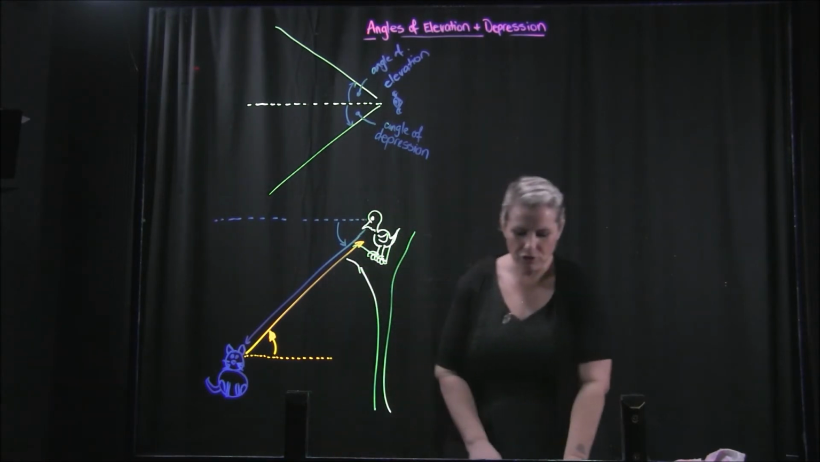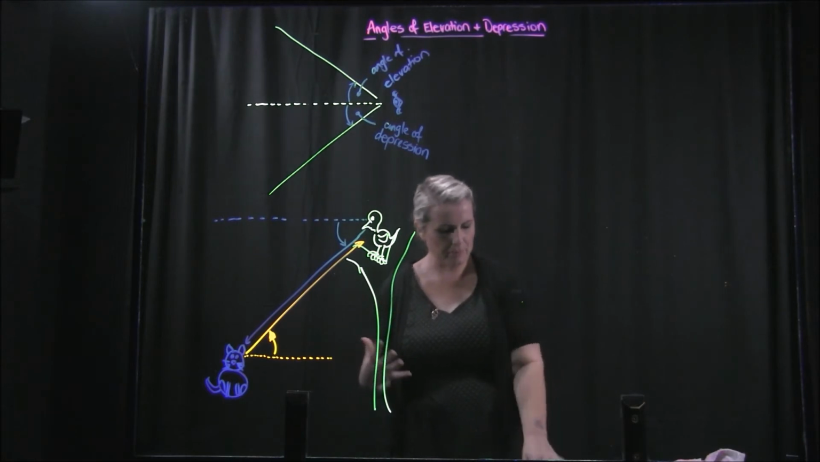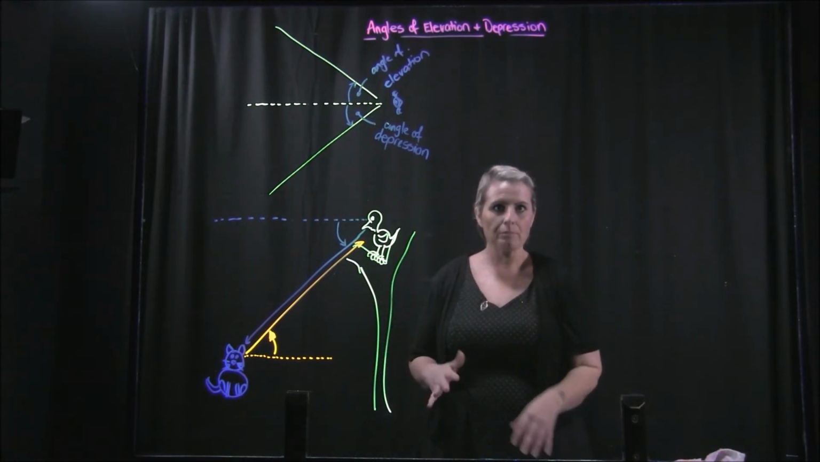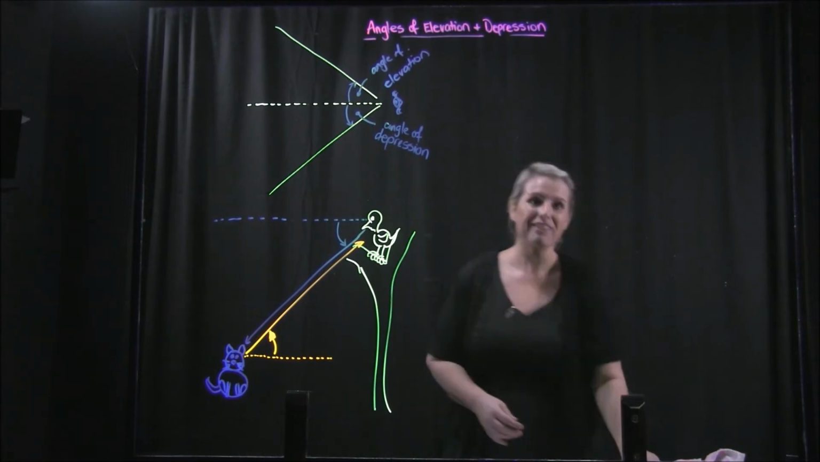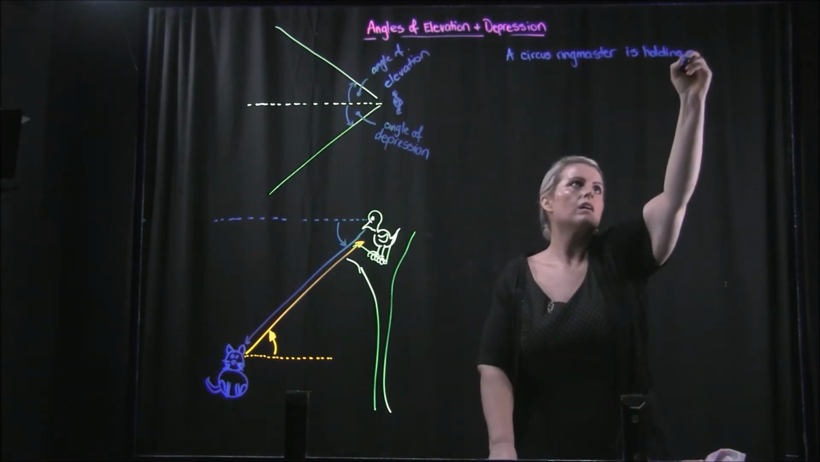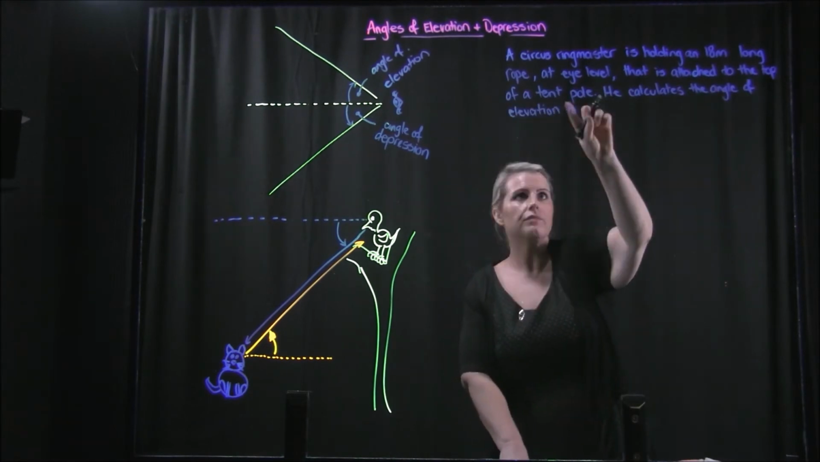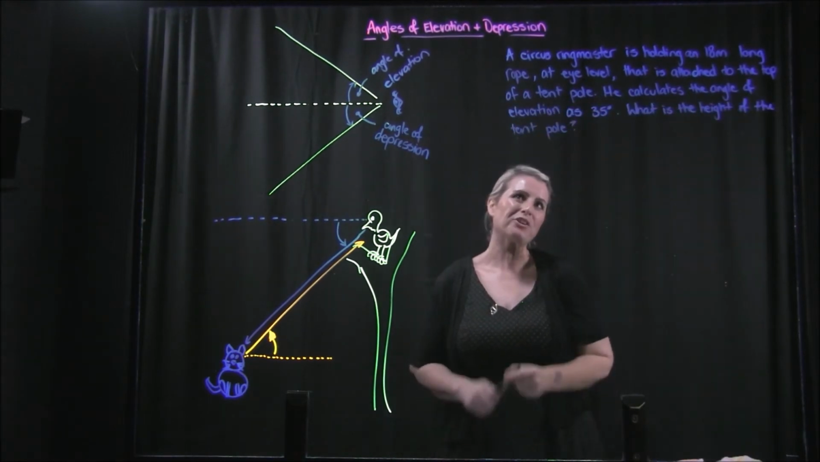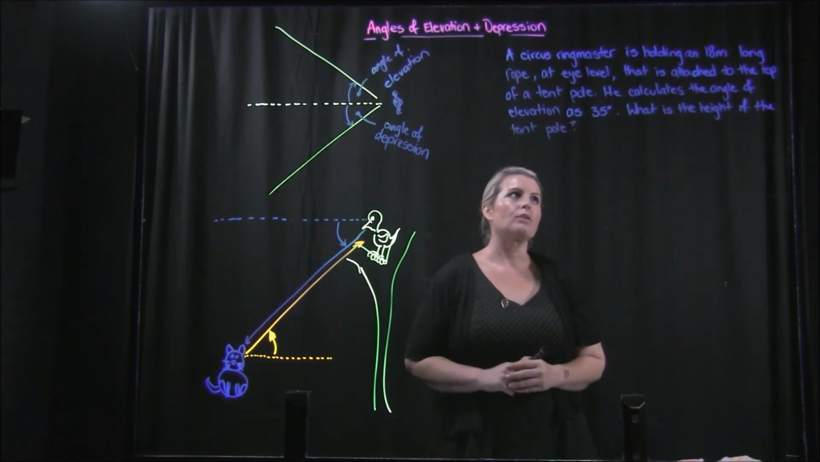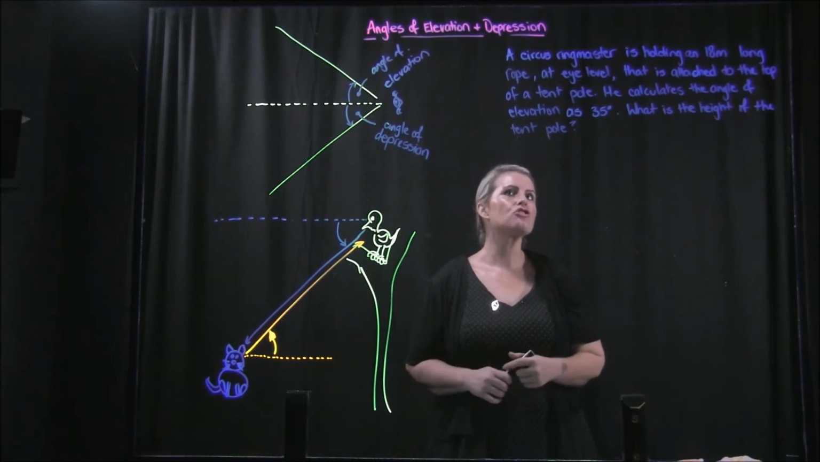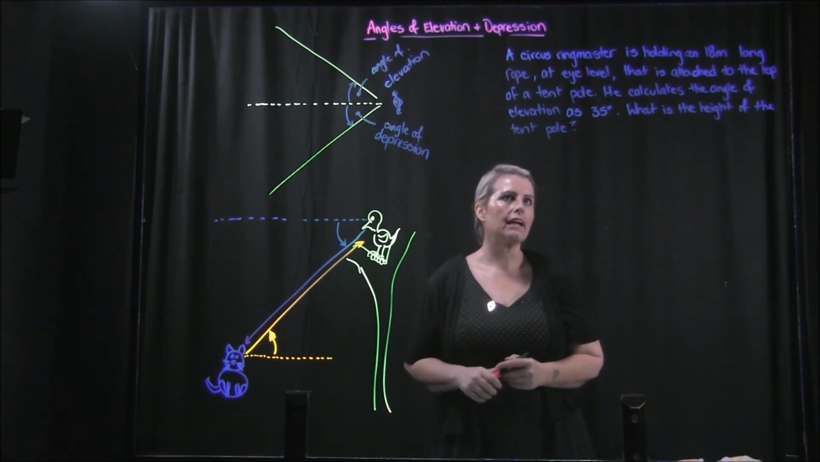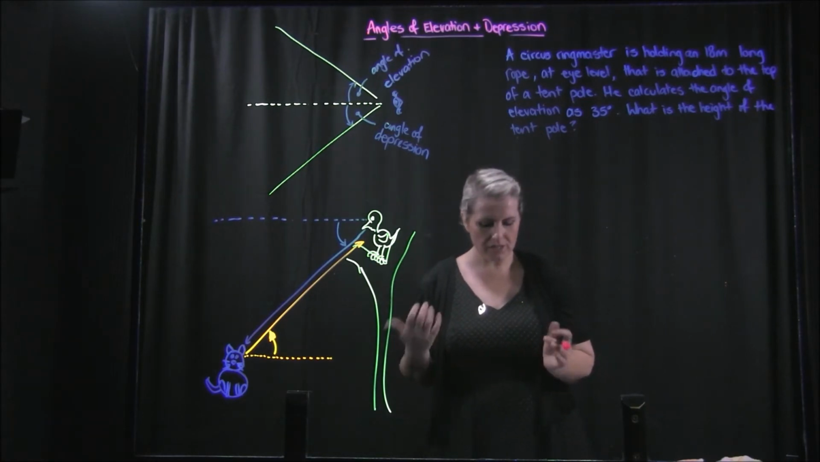Okay, so what I want to do now is just go through a couple of examples. They're going to be word ones, so I'm just going to write them up. Okay, so a circus ringmaster is holding an 18-meter long rope at eye level that is attached to the top of a tent pole. He calculates the angle of elevation as 35 degrees. What is the height of the tent pole?